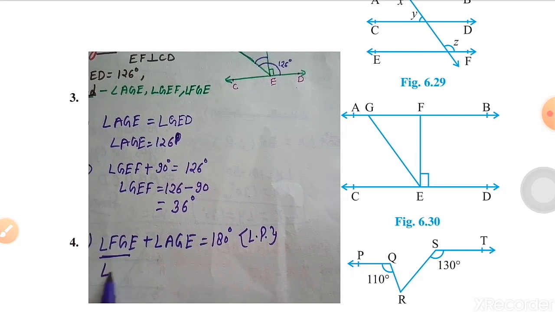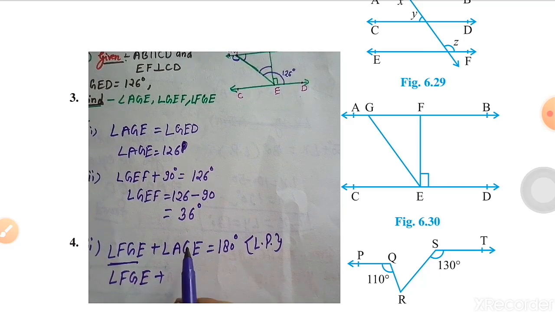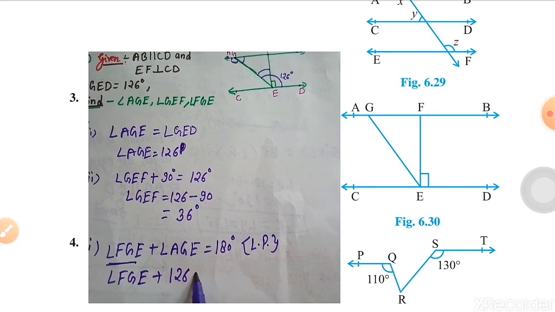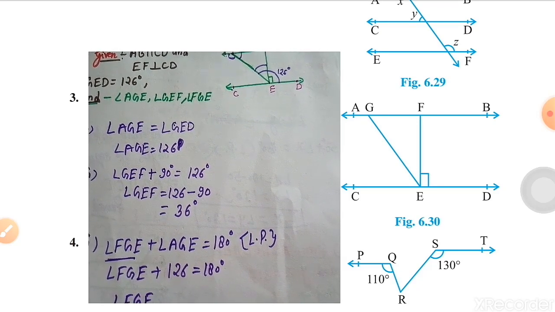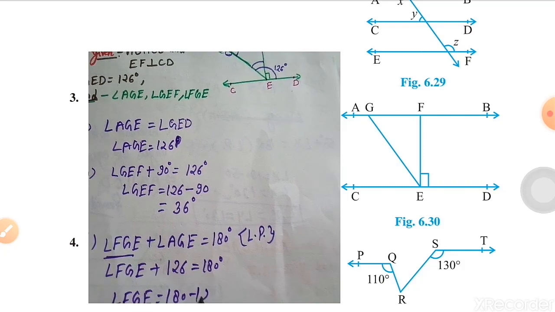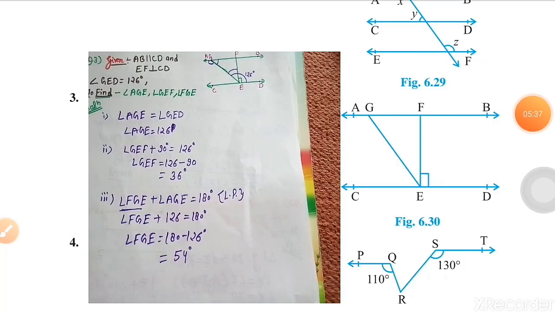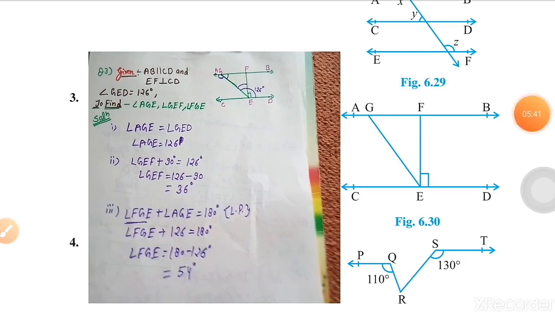So angle FGE plus angle AGE, the value of AGE we found in the first part, 126, is equal to 180 degrees. Hence angle FGE is equal to 180 minus 126 degrees, and we subtract it. The answer will be 54 degrees, and this is the solution of this question. Now move to the next question.